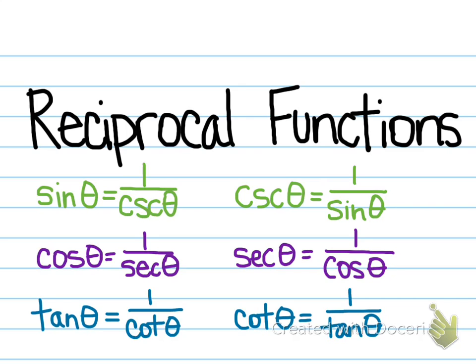And then the last one is tangent. So tangent of an angle equals 1 over cotangent, and cotangent equals 1 over tangent. So we use those interchangeably when necessary. Okay, and those will be used in other types of trig ratios and functions that we'll learn about later.